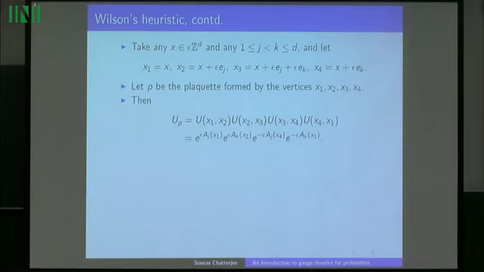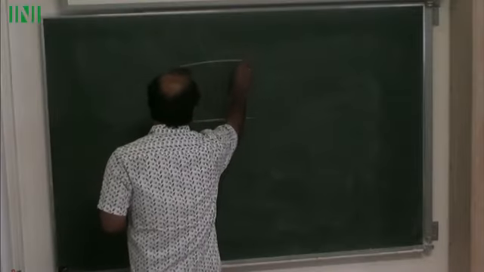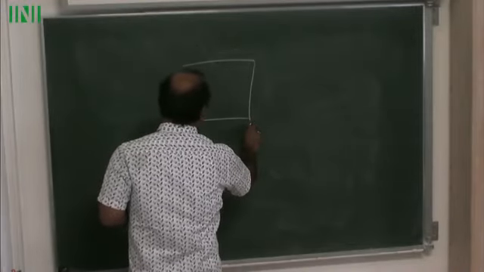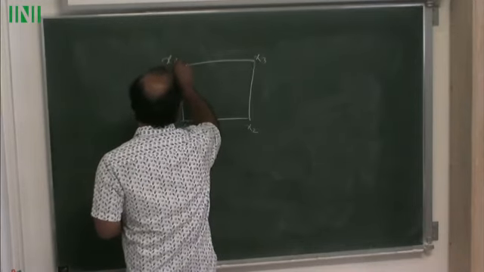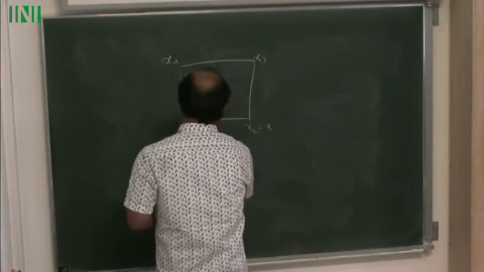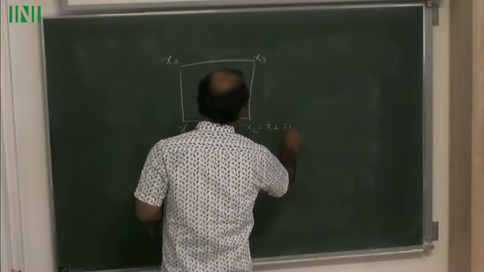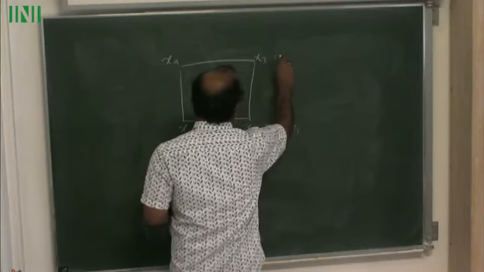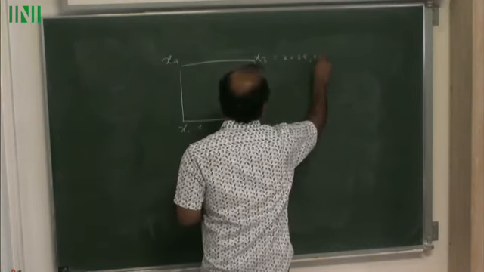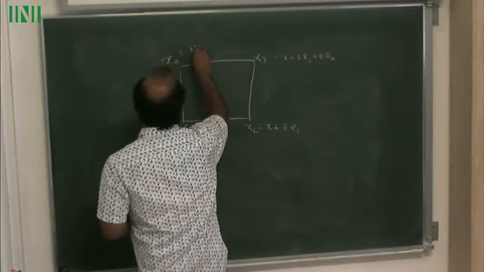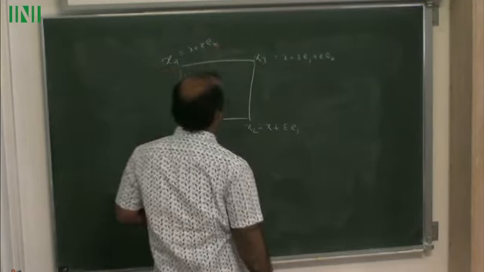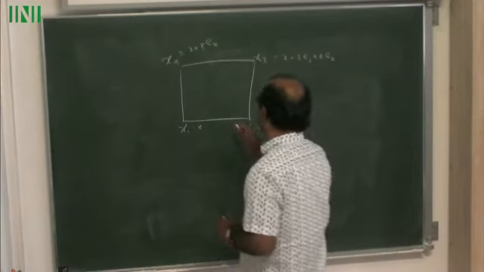Maybe I should draw a picture. Plaquette: this is x1, x2, x3, x4. x1 is x, x2 is x plus epsilon ej, x3 is x plus epsilon ej plus epsilon ek, and x4 is x plus epsilon ek. So you're going around like this.